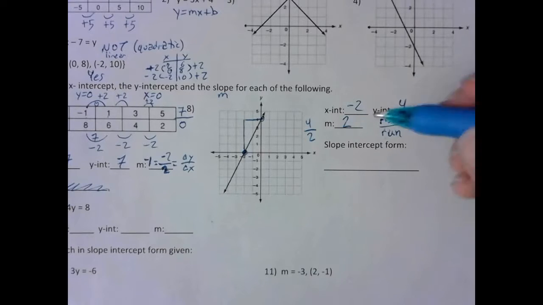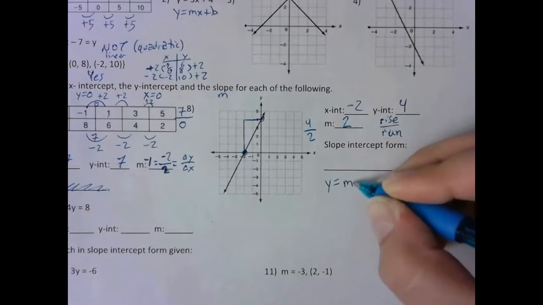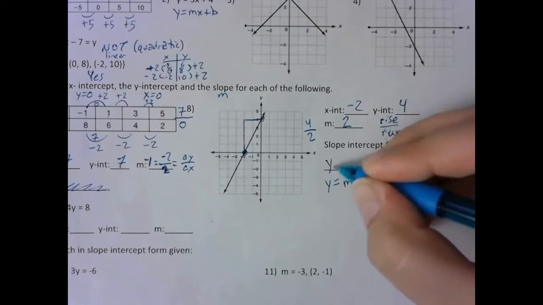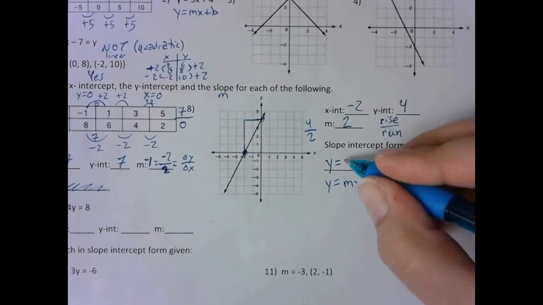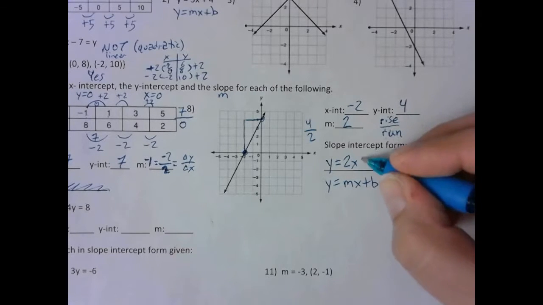Okay? Slope-intercept form, remember that's, I'm going to write down here, y equals mx plus b. That's the form they ask for us. So we're going to write y equals, our slope is 2, so we got 2x. And remember, b is the y-intercept, so we need to add 4.